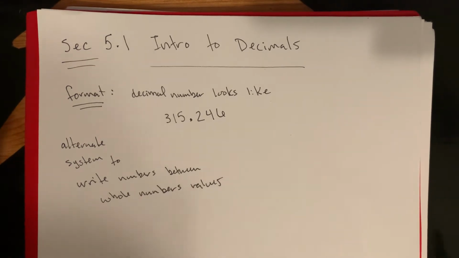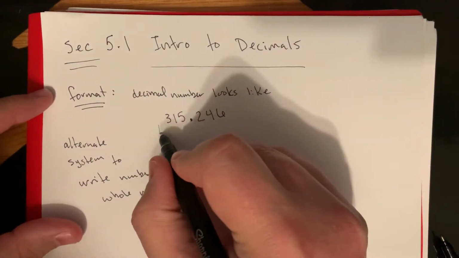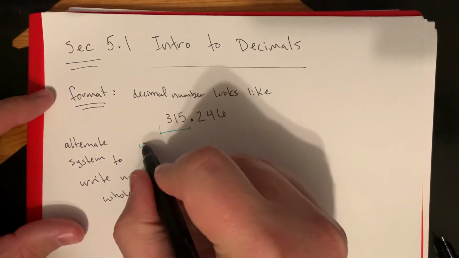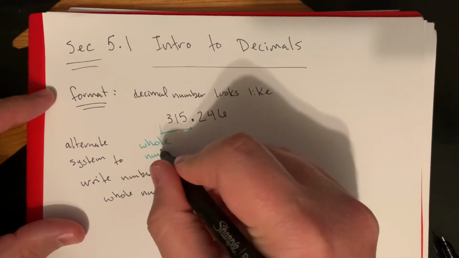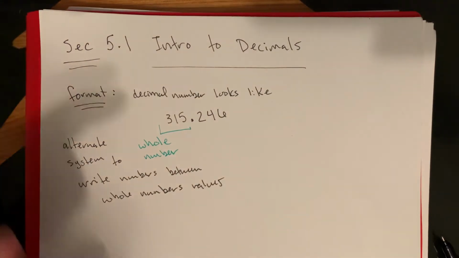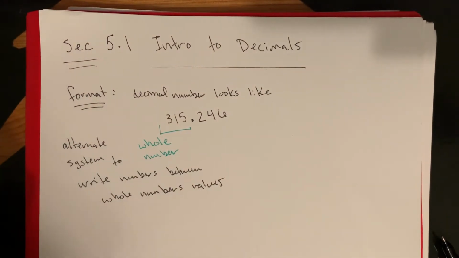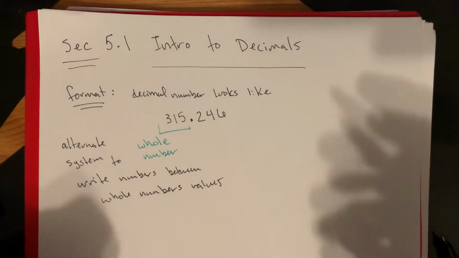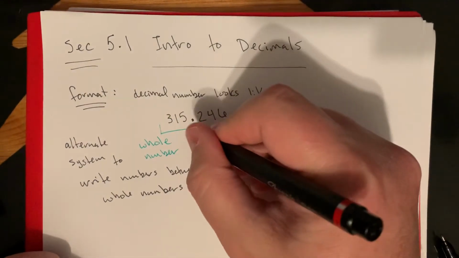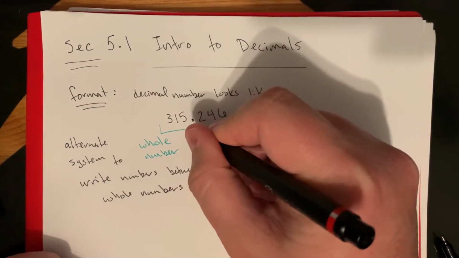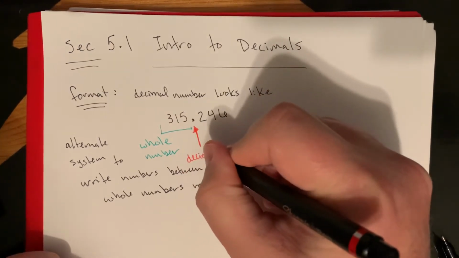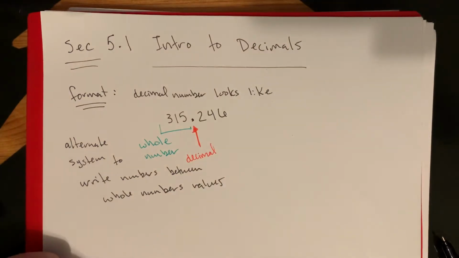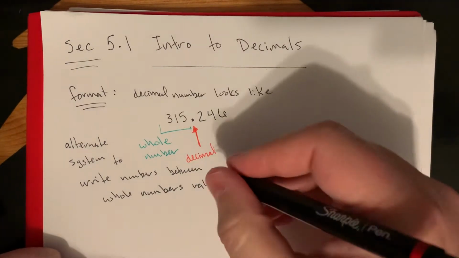So the way this whole system works, right, is you have in front 315, that would be the whole number. If we were going to kind of break this down. In the middle, right, what we're going to use here is this sort of period. This is our decimal point. That's kind of the distinguishing line between the whole numbers and then the kind of decimal or fractional values.